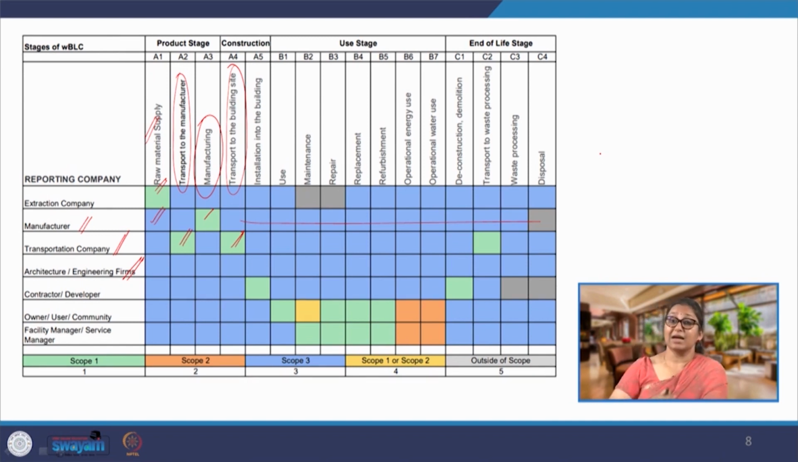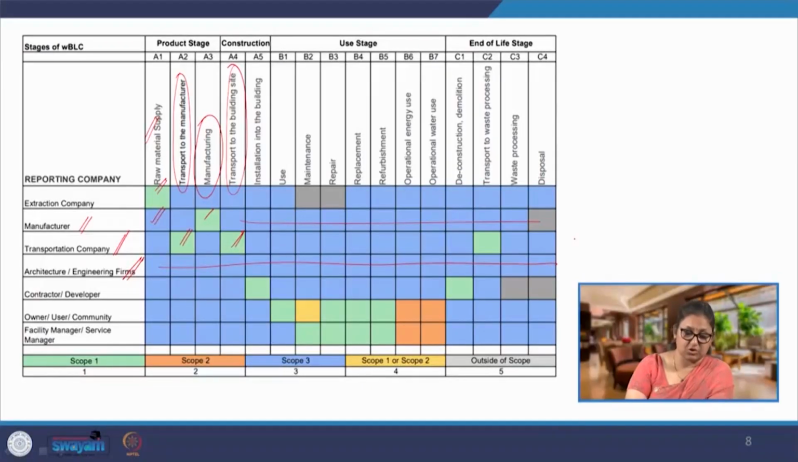However, the design has a significant impact. The selection of materials and the selection of construction technology have a significant impact on the emissions at all these stages. So, while it is all scope 3 and not direct, depending upon the design that has been made and the materials that have been specified, the scope 3 emissions would change. All of these emissions would change depending upon the decisions taken by the architectural or engineering firms.